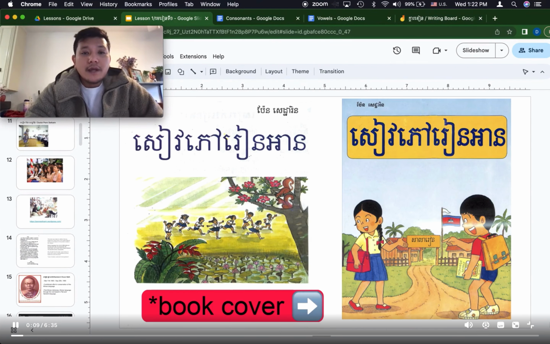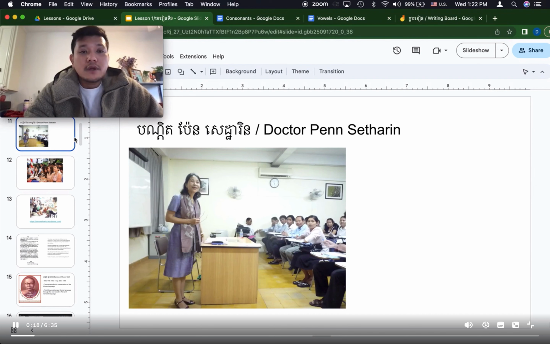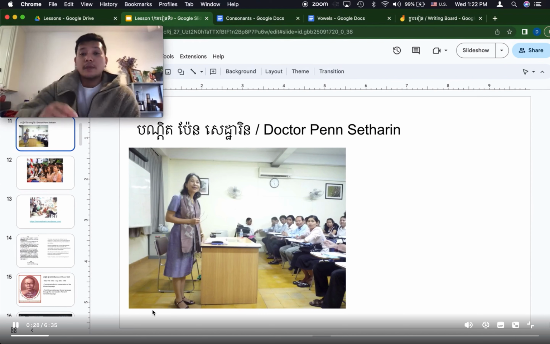So the book that we are going to be using for this program is called Siêu Purian An, and this book was written by Bandit Pansitaran, Dr. Pansitaran. She was a Khmer student that got a scholarship to go study in Japan in the 70s, and she was actually stuck in Japan when Cambodia fell under Khmer Rouge regime.